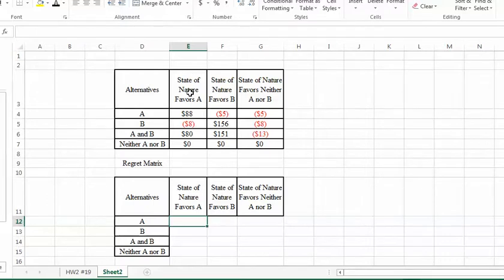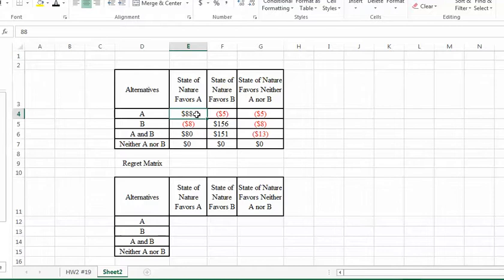So in this case, the best outcome for A would be right here. So in a state of nature which favors A, the outcome would be $88. Okay? So in order to find what we would give up, you take this 88 and you subtract it from each of the alternatives, including that one.